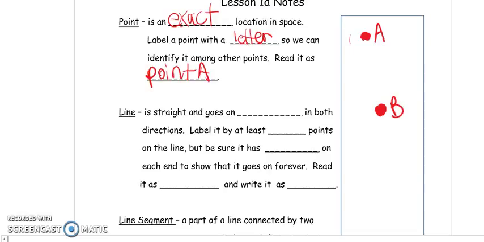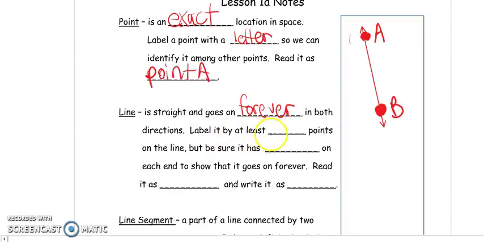And let's talk about what a line is. A line is straight. So I'm going to insert a line right here. A line is straight, and it goes on forever, or we call that infinitely, in both directions. That's why it has a little arrow on this end and an arrow on this end. That shows me that that would continue forever.